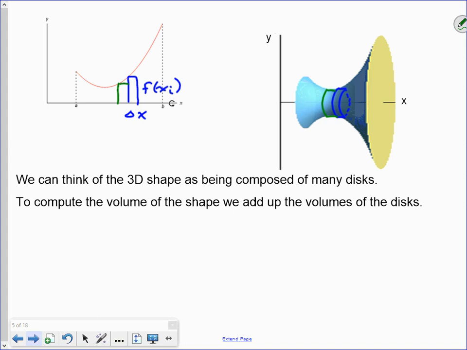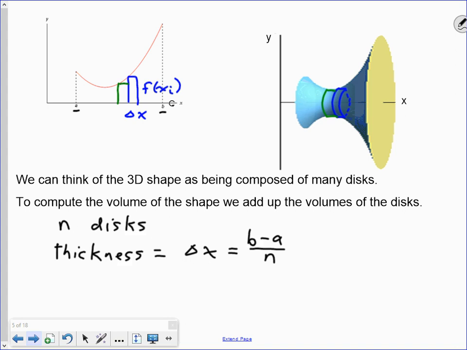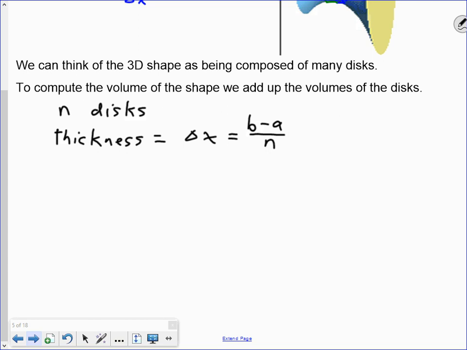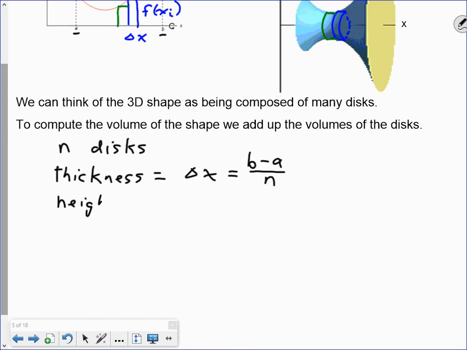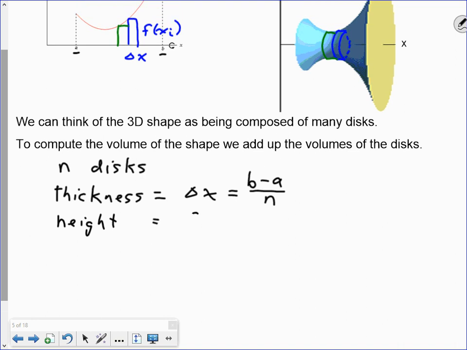So we can think of this 3D shape as being composed of all of these discs set one next to each other. Then to compute the volume of the shape, we just add up the volumes of each one of these individual discs. So how many discs do we have? Let's say we have n discs. The thickness of each disc we'll call delta x, and because we're still going from a to b, it's still given by b minus a divided by n, the number of discs. The height of each one of these things is going to be given by the value of the function f of xi that formed our little rectangle inside of our area there.